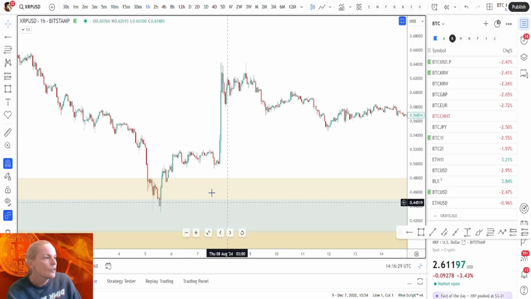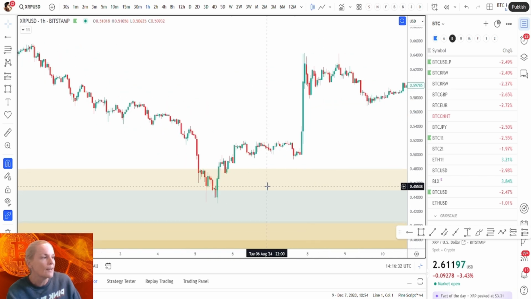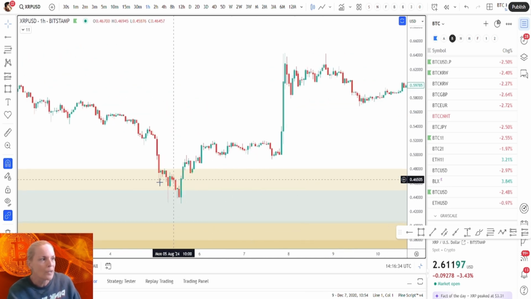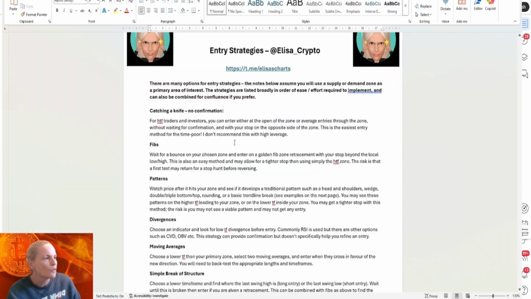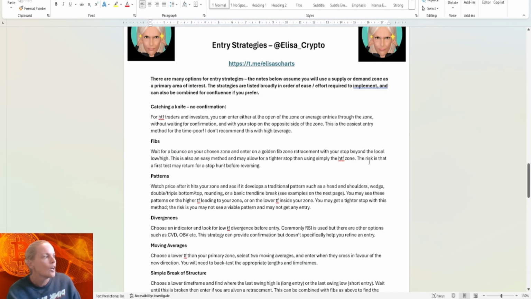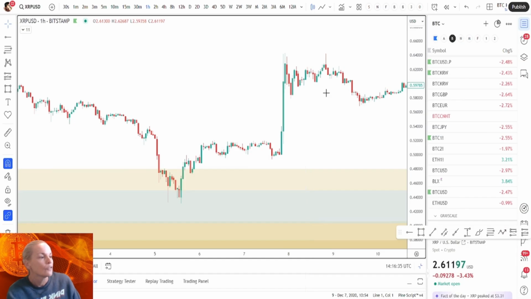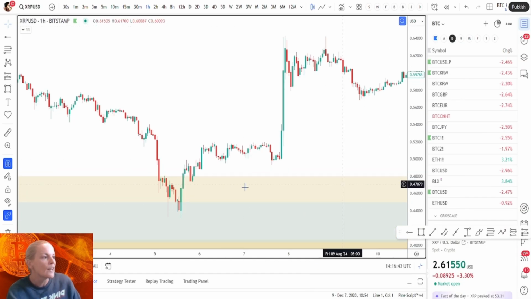Similarly here. So this is one that actually potentially would have failed, but again, like I say, it's just a different time frame. You do have to be careful. I think I put a comment on this as well saying the risk is that the first test may return for a stop hunt before reversing. So this is actually finally a nice example of that.